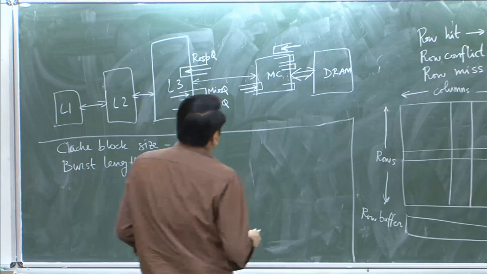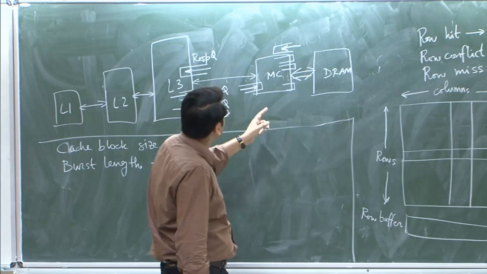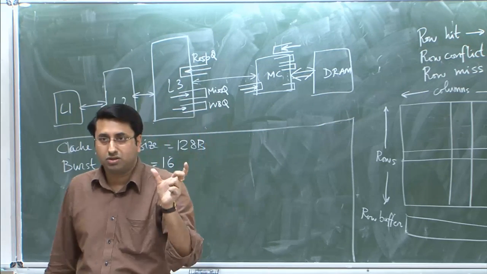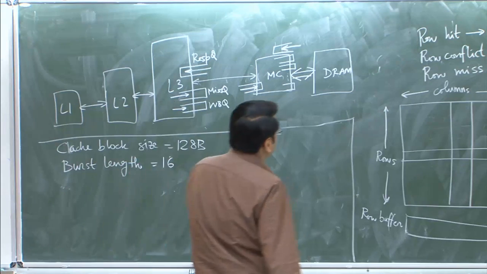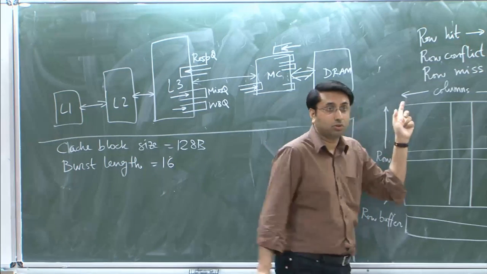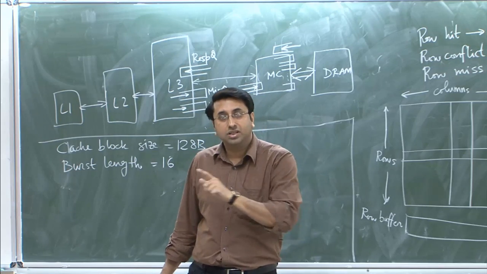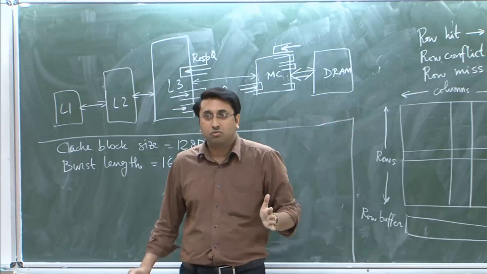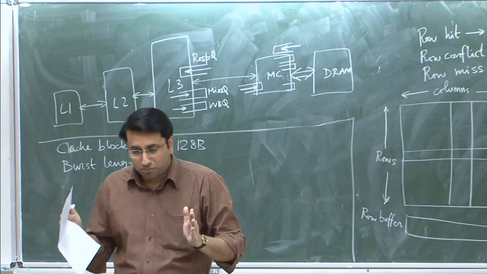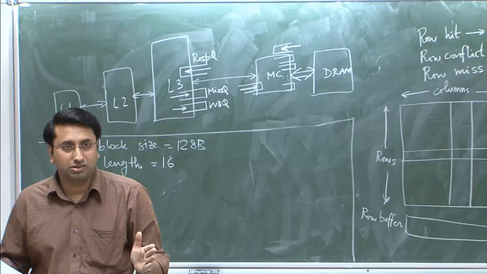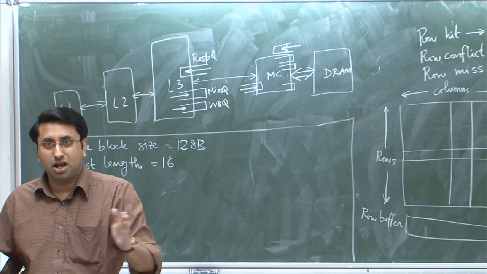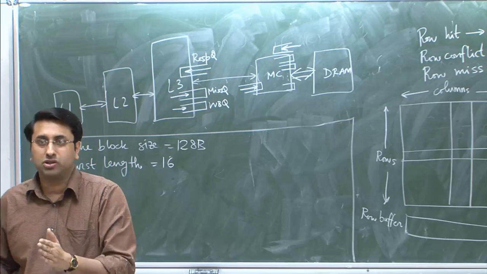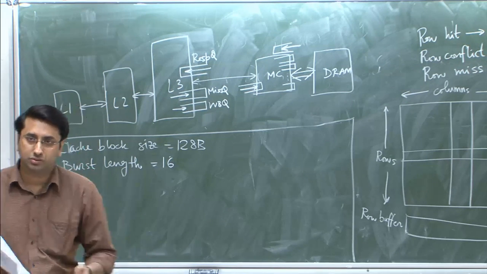Now, definitely what we really want is that the first request, that is the first 8-byte request for the cache block, may have a row conflict or a row miss depending on the protocol, but the remaining 15 transactions should be row hits. That's what I would expect. And that's how we must put our row and column IDs in the address, so that a cache block would have 15 row hits and at most one row miss. All 16 could be row hits also.